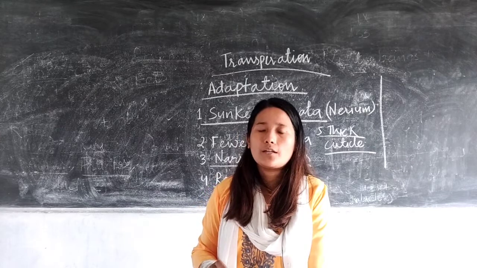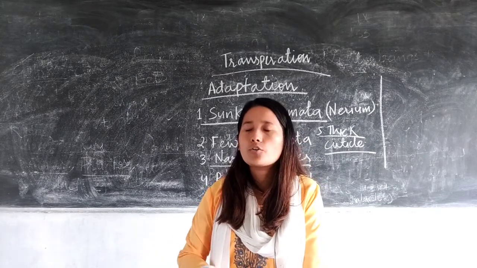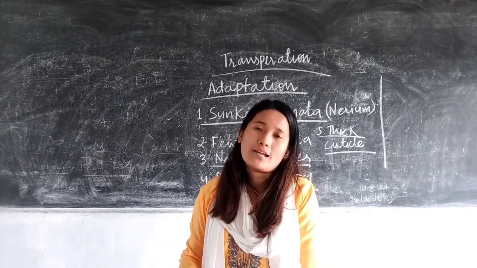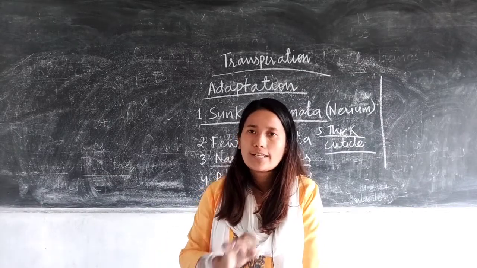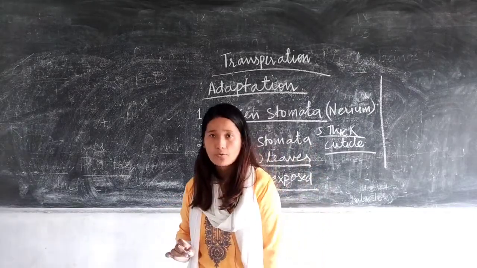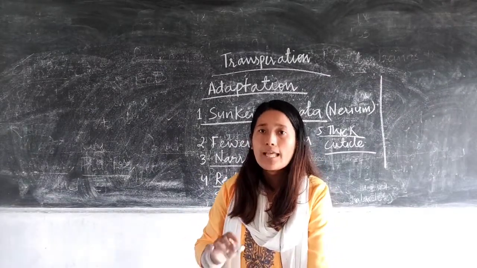Banyan trees are generally very huge, so the amount of water that they require will also be much more. So in those plants, the cuticle is generally very thick. Cuticle means a thick waxy outermost layer present in the leaf. So if the cuticle is thick, the loss of water will be less, okay.